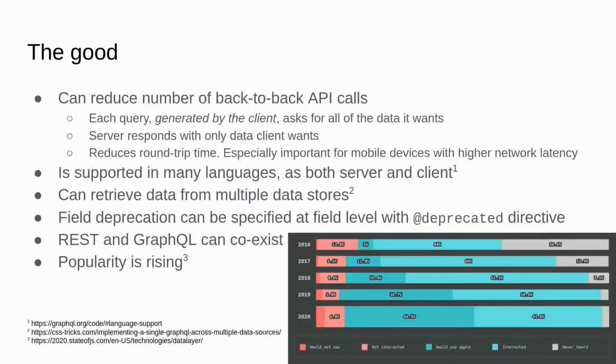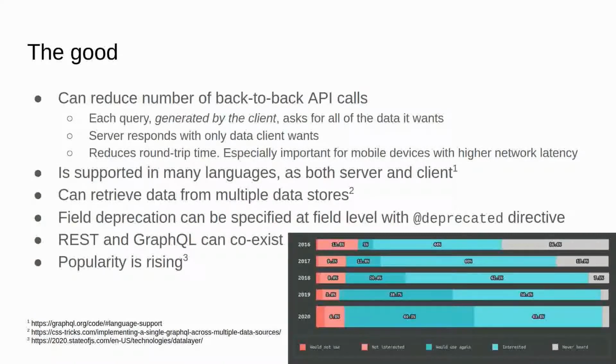GraphQL can reduce the number of back-to-back API calls. Each query generated by the client asks for all of the data it wants. This reduces the number of round trips required. The server responds with only the data the client wants. This reduces bandwidth requirements. This is especially important for mobile devices with slower or limited networks.